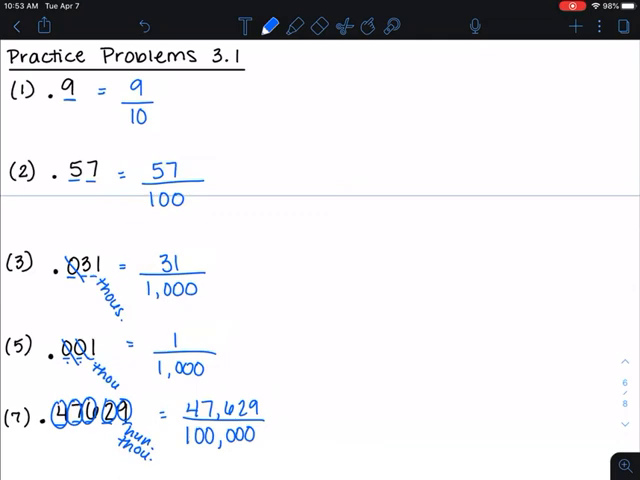Alright, so we're going to have you do 2 through 8 even. They are typed onto GoFormative right below this video. If you can please do those 4.